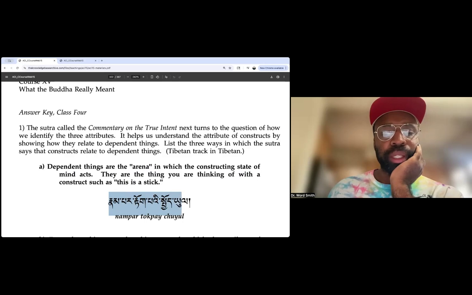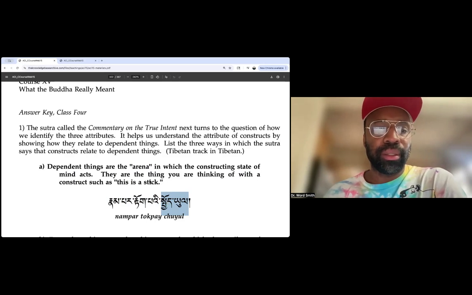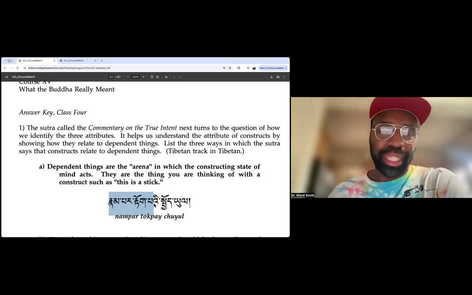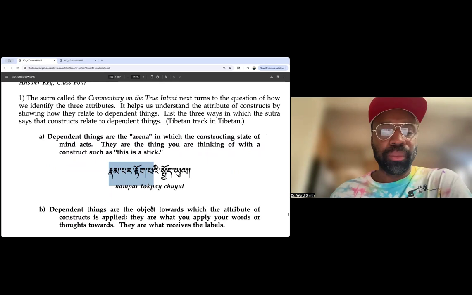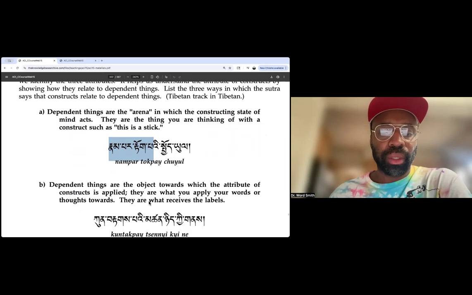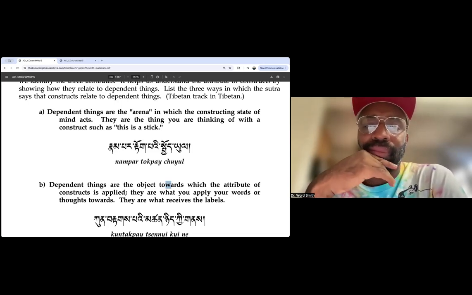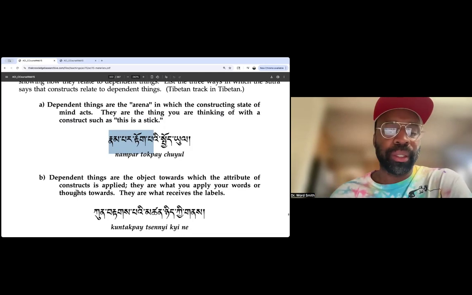Nampartokpe chuyul, the sphere of activities. Geshe said arena, that the concept is being placed on. Nampartokpa, the being conceptualized or something. Maybe this is in general, because this is what I was just saying. I guess this is more general, because this is more specific.